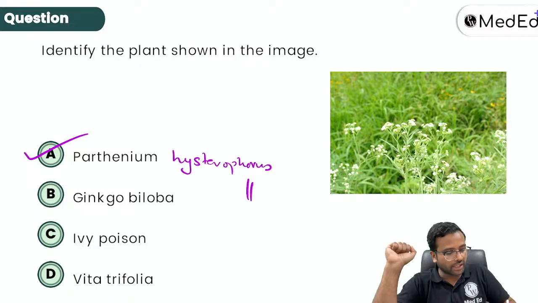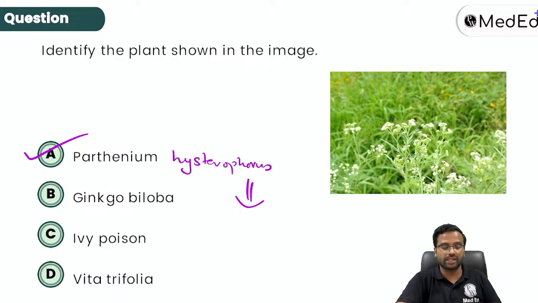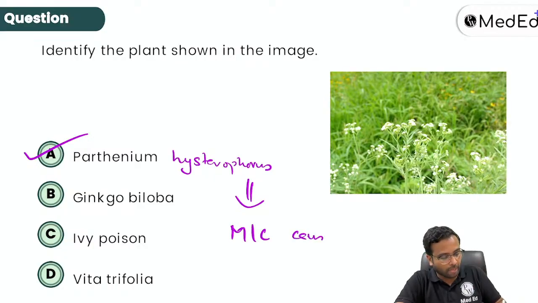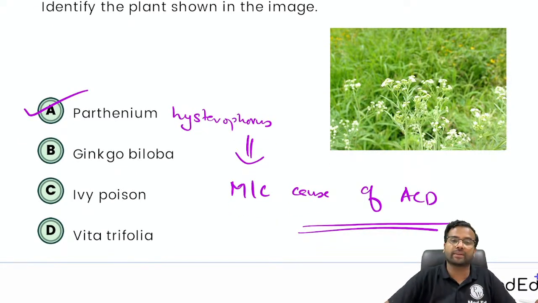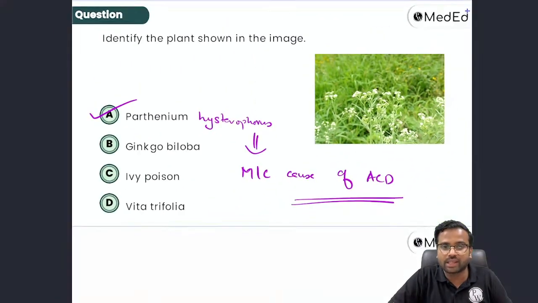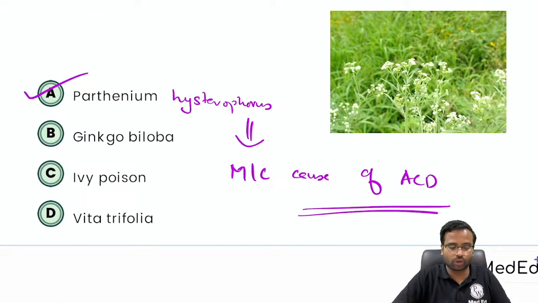Hysterophorus. So why this plant is very important for us? The reason why it is important is because this plant is going to be the most common cause of allergic contact dermatitis. It is the most common cause of allergic contact dermatitis. Hence, this plant is important for you to identify. I'll just zoom this image for you. And this is called as Parthenium hysterophorus.